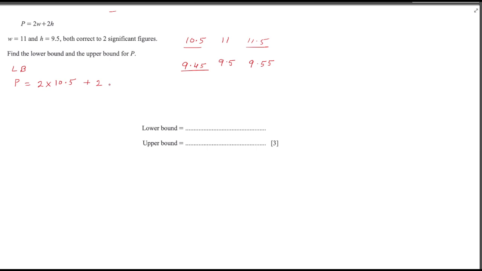And hence I will use 9.45 for the lower bound. 2 times 10.5 is 21 plus 2 times 9.45 is 18.9, and hence the lower bound for P is 39.9.